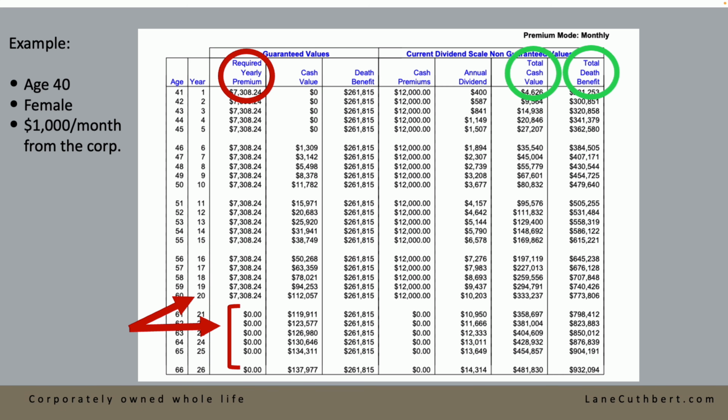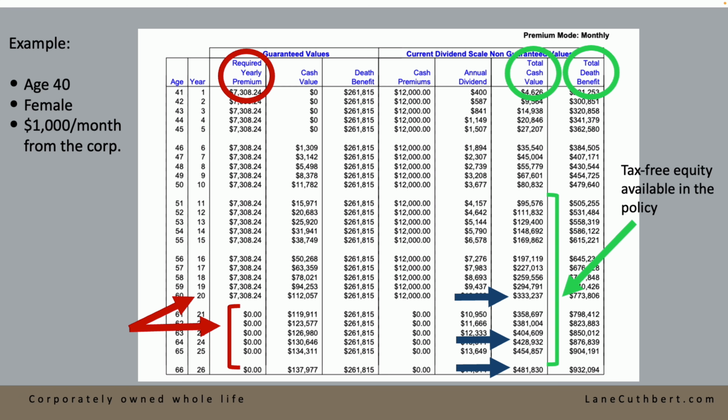The way that we structure these policies is that after the 20th year, no more money needs to be put into this plan. The reason that we do that is because the investment portion is allowed to continue growing for the life of the policy without ever risking going over the MTAR line. And so this is what we're looking at in the cash value. We consider all of this to be the tax-free equity available in the policy. As this value increases, it can be used to collateralize a tax-free loan against the equity of this policy.